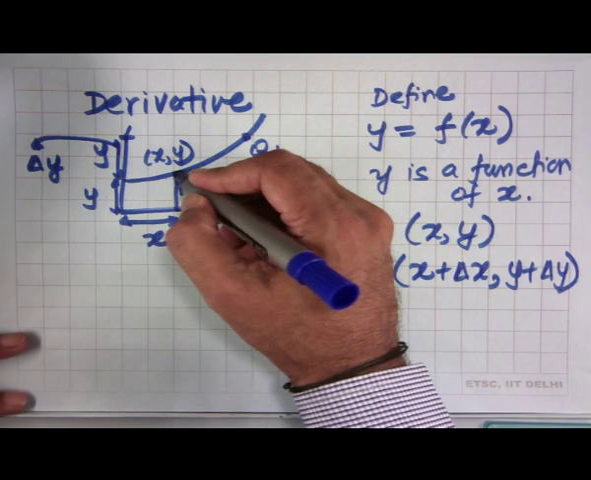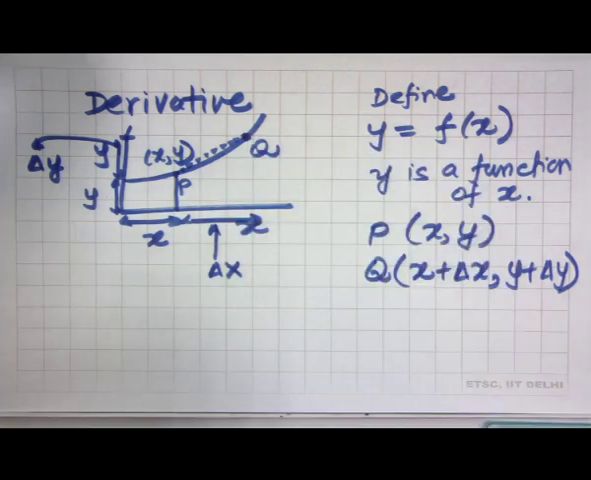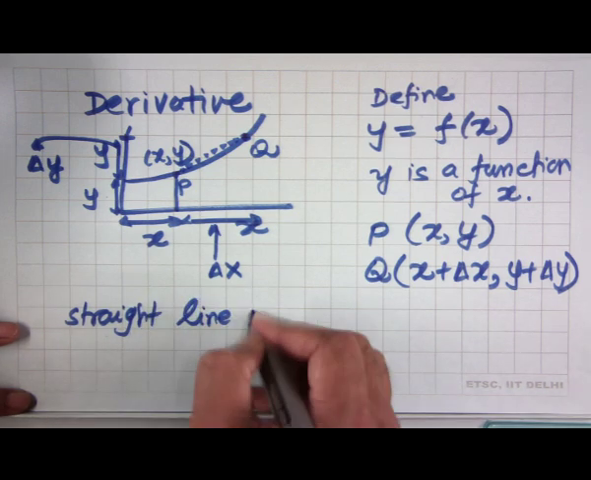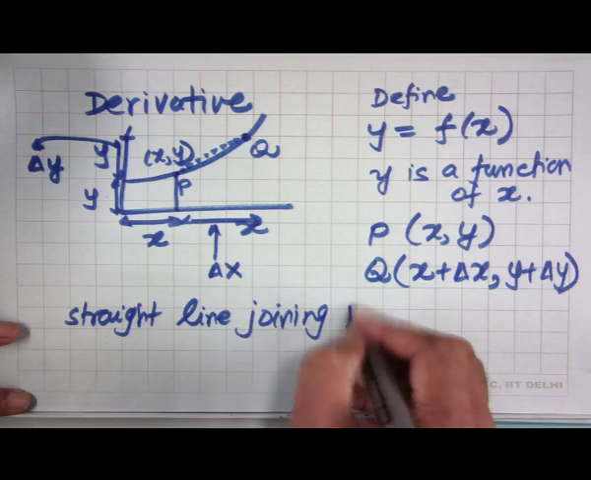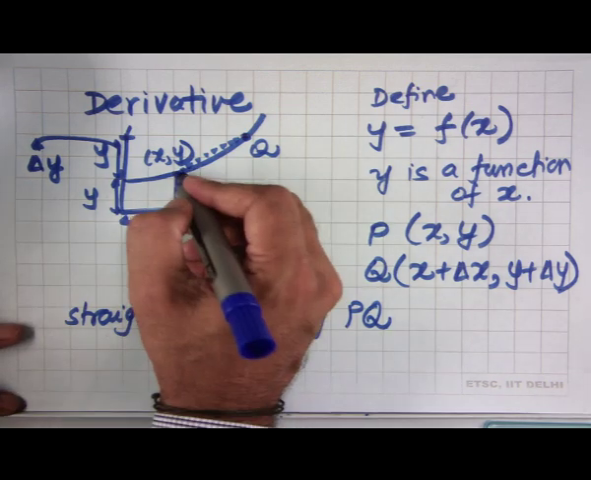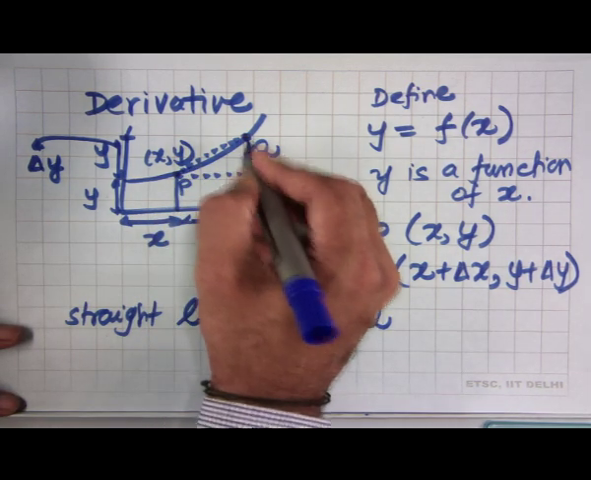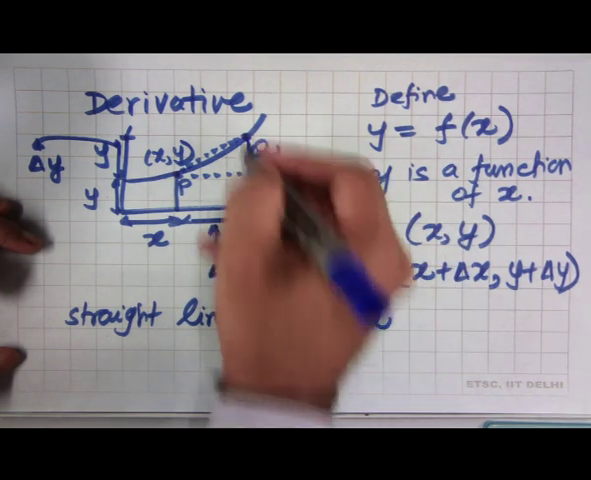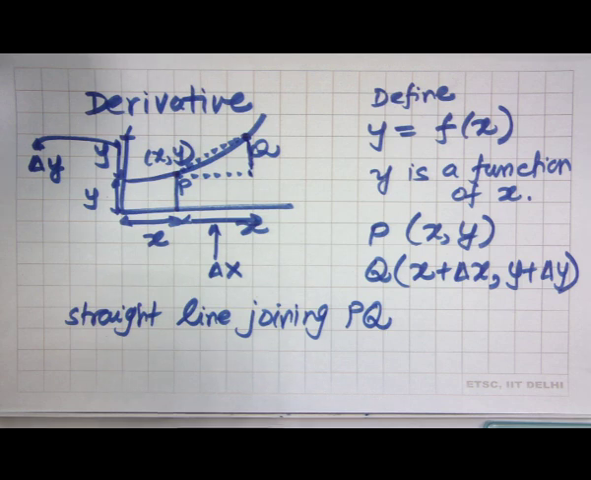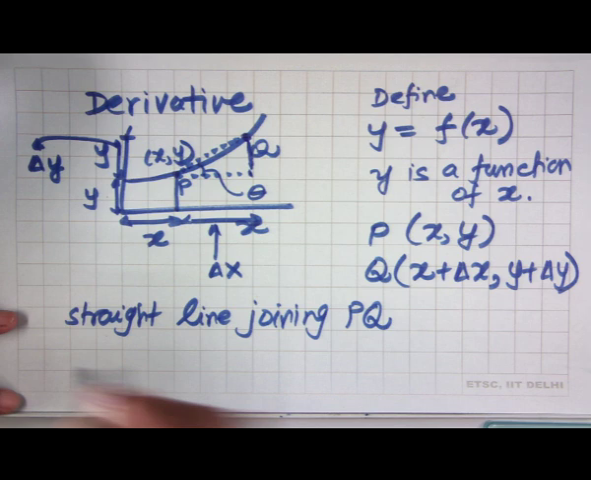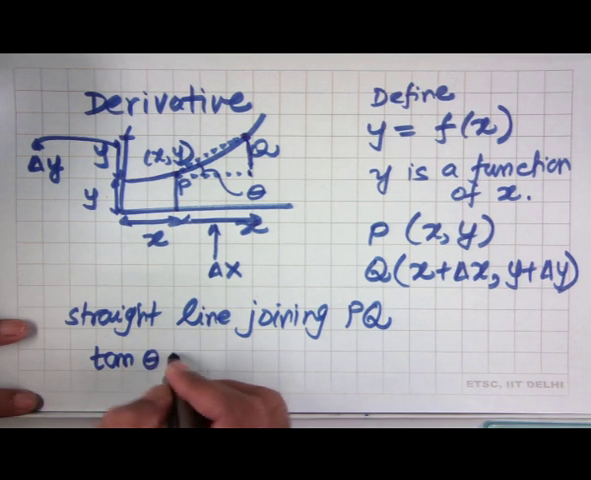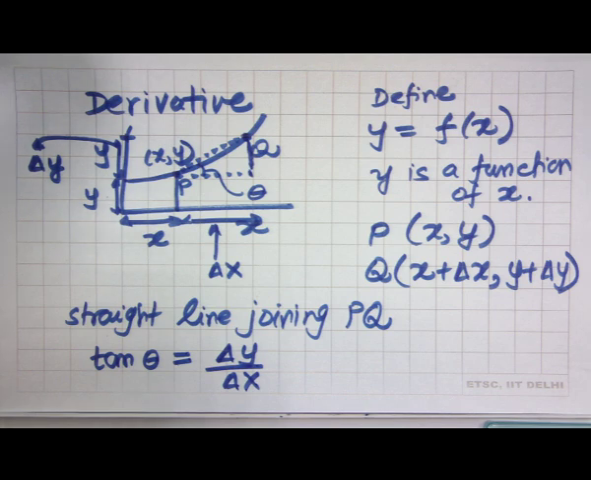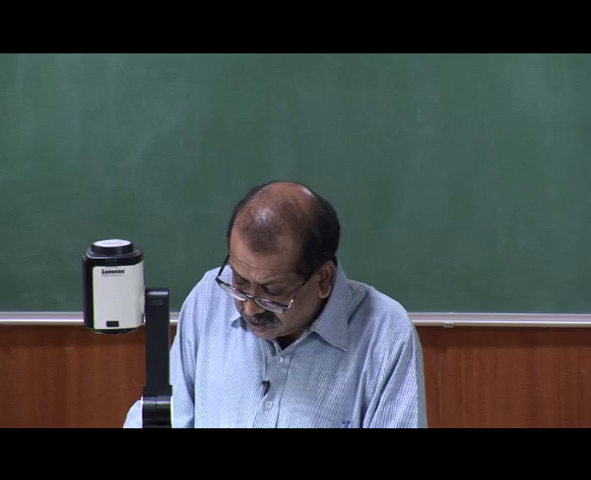Now, if we look at a straight line joining PQ, and make a right triangle like this, that means we continue from P up to the extent of Q along the x axis, and then go vertically up to point Q. If this angle is theta, then we can clearly see that tangent of theta will be equal to delta y upon delta x.